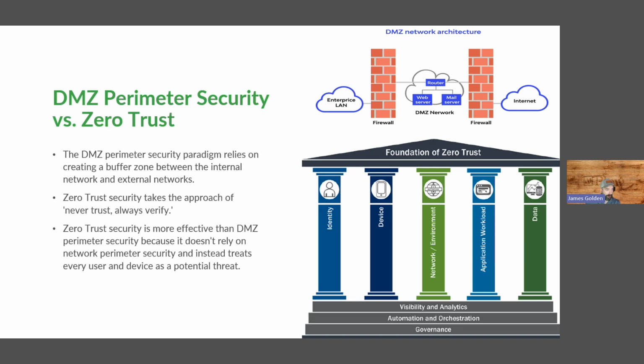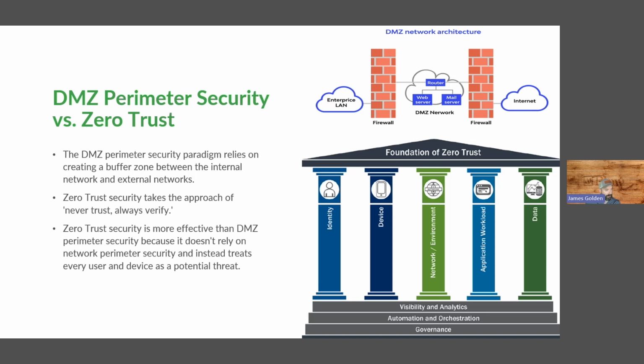What's super important here is that the DMZ perimeter paradigm relied on the whole idea of creating a buffer zone between external access and internal people. And once you're past that, or you actually are on the inside, there are no other checks or mechanisms. So a compromised account pretty much has free reign. And there's not really any type of monitoring for seeing those attempts. Zero Trust takes the approach of never trust, always verify.